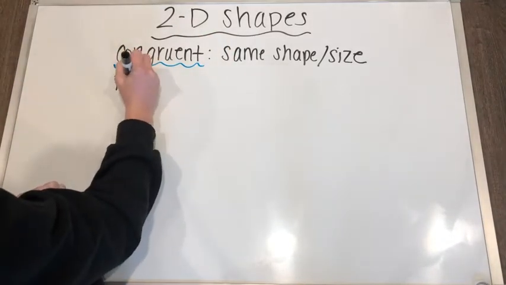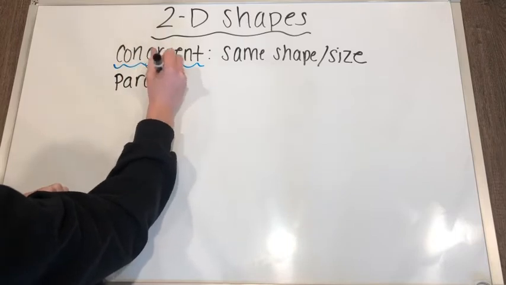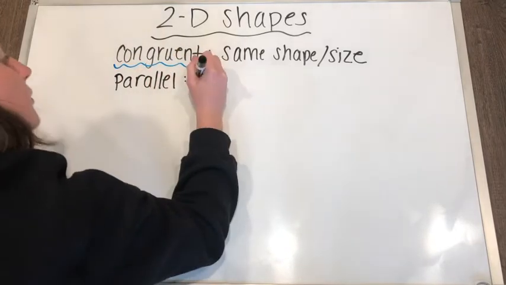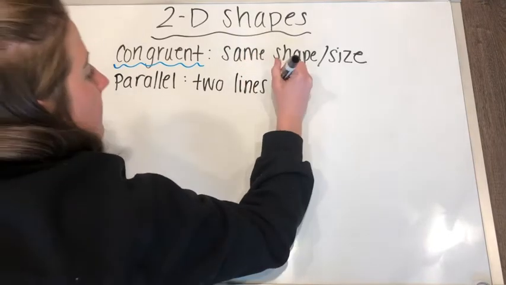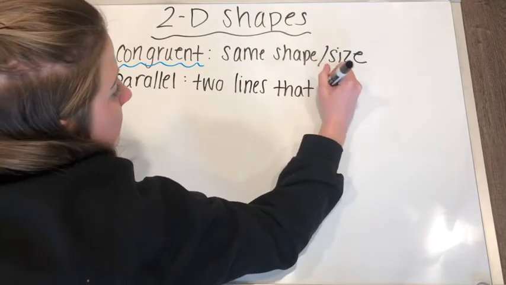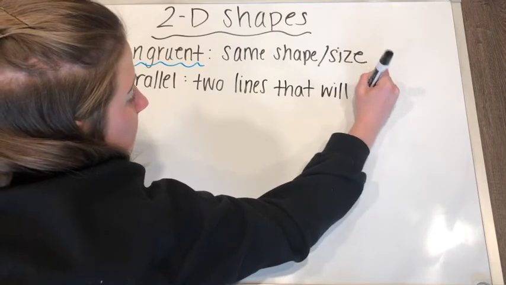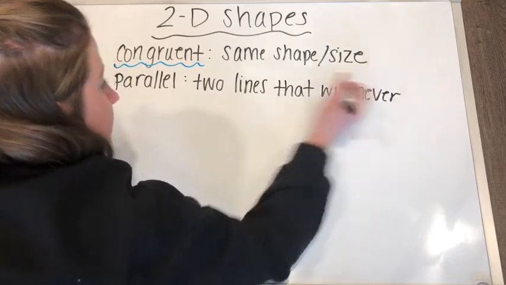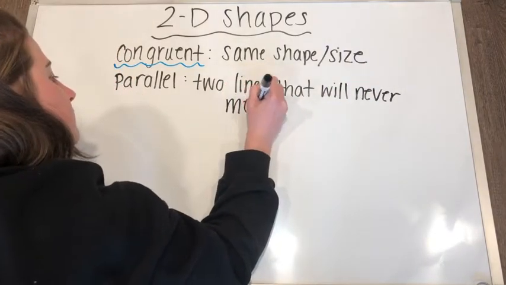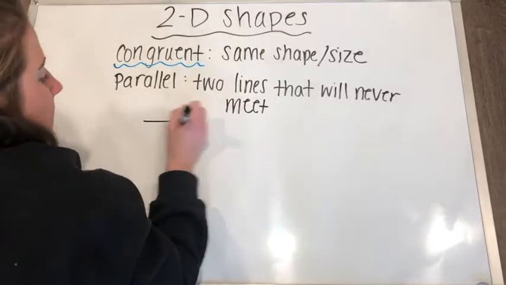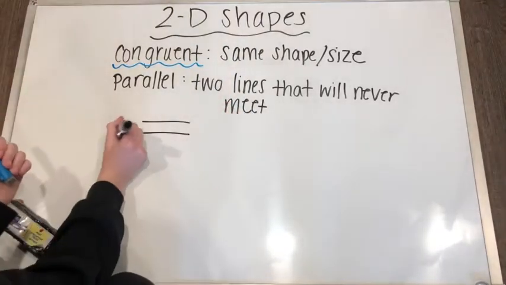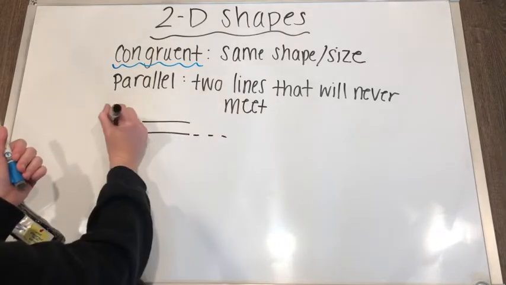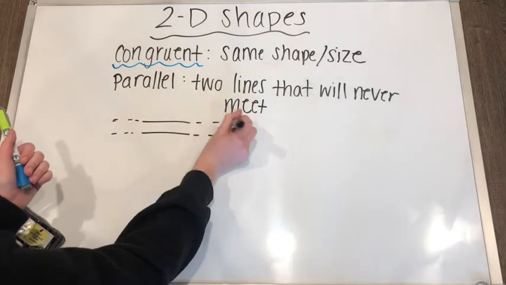So when we have parallel lines, they are two lines that will never meet, no matter how far you extend them. These lines are parallel. No matter how far you extend these lines, they're never going to meet, so they're parallel.